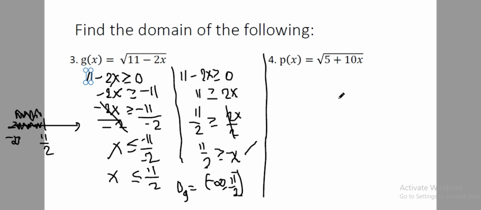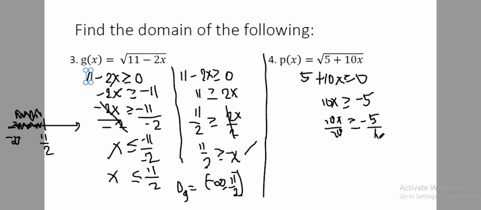Okay, last example for this type of function. Now we have 5 plus 10x is greater than or equal to 0. So I will retain here the 10x and then transpose the 5. Divide both sides by the coefficient of x, which is 10. So we have negative 5 over 10. So x is greater than or equal to negative 5 over 10. That is negative 1 over 2.